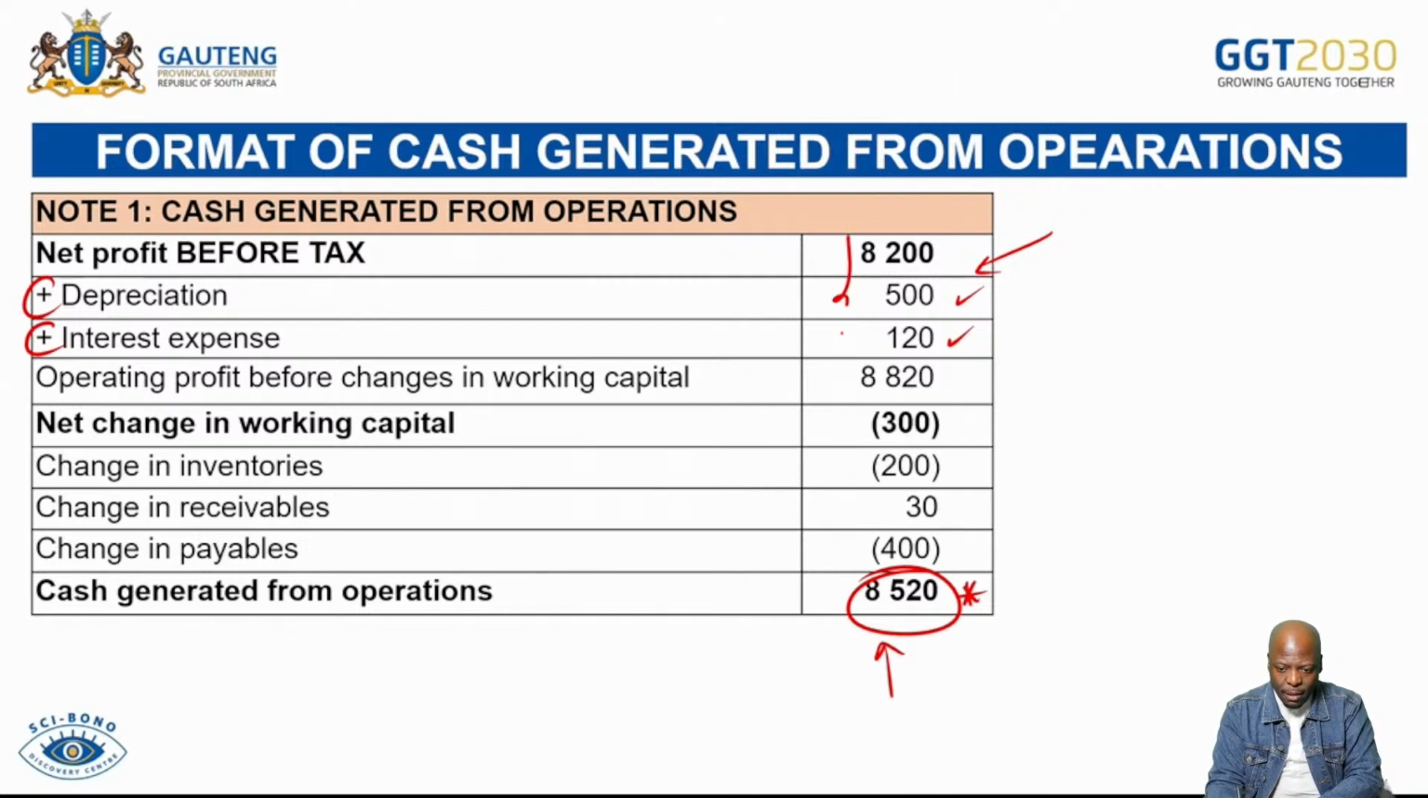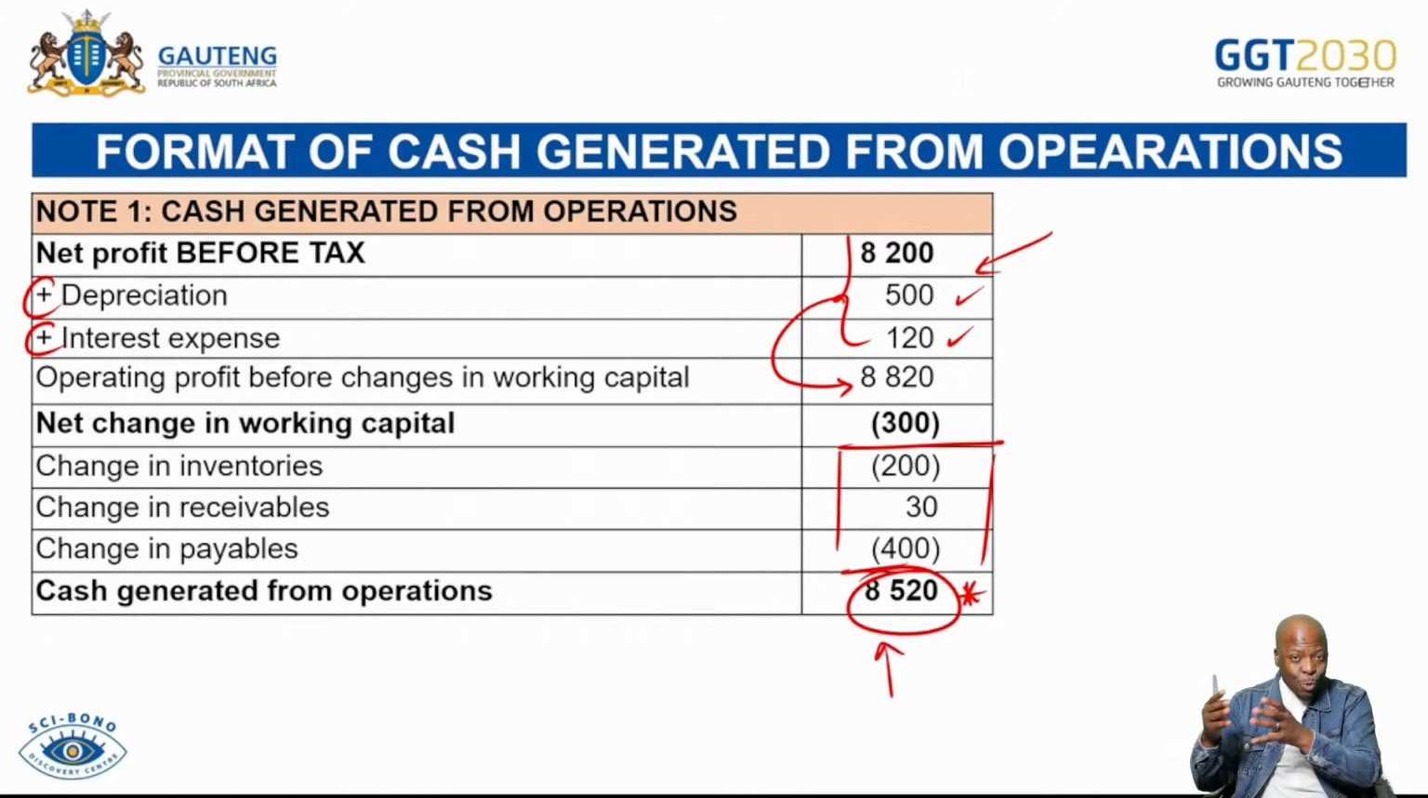And then once I have done this, it gives me this amount, which is the operating profit before changes in working capital. And then I come to my changes in working capital, whereby I have these 3 things: my inventories, my receivables, and my payables. Your working capital, I think you can hear it from the word itself. It is how our capital is working for us. And there are 3 things that we're going to be looking at. First one, it's inventory.